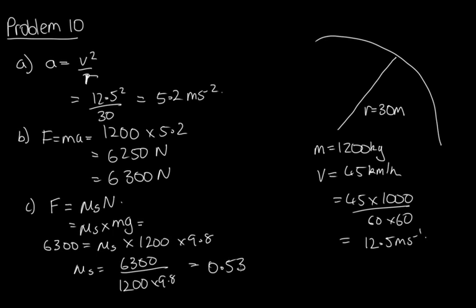0.53. So the coefficient of static friction needs to be at least this in order to keep the car on the road in this case. If it got less than this, then the car would start to swerve off.